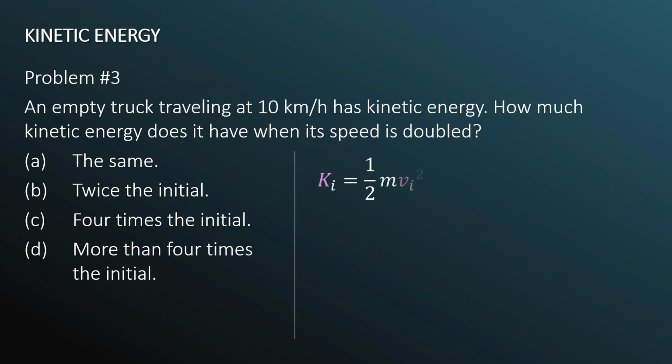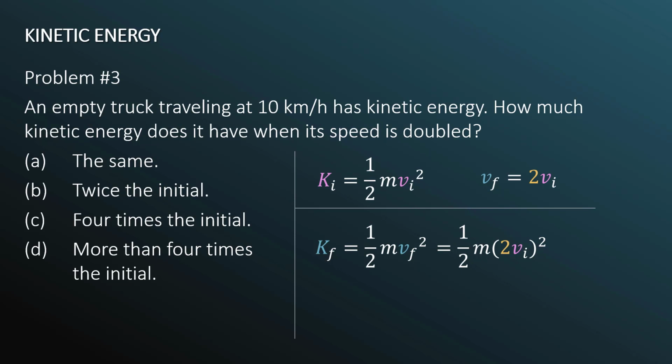So let's write our definition of kinetic energy, and I'll put my subscripts here to indicate initial. So Ki, the initial kinetic energy, is 1/2 m times the initial speed squared. And we're told that the final speed is twice that of the initial speed. So our final kinetic energy will have different subscripts, and I'm using a different color here. If we plug in what our vf is, which is twice the initial speed, we now have 1/2 m (2vi), all of which is squared.